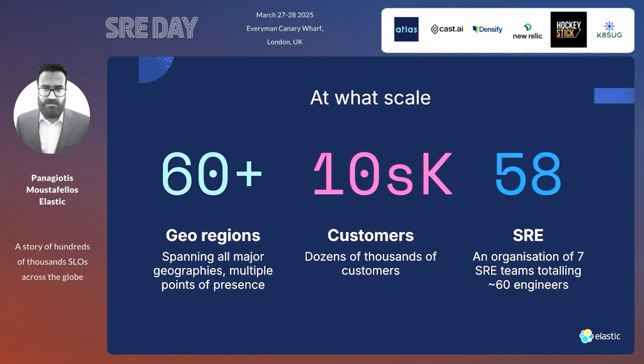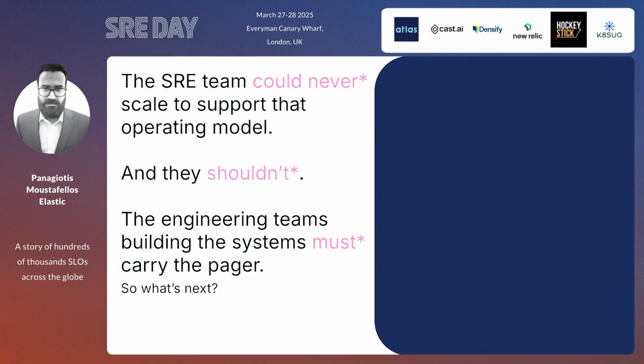The other important thing to mind is at what scale that needs to happen. Elastic Cloud is deployed over 60 geographies across the 3 major providers plus IBM Cloud and has dozens of thousands of customers. When we introduced serverless, the SRE organization was about 58 people. So the SRE team could never scale to support that operating model. We would never be able to offload all that operational aspect that was distributed across many customers and their center of excellence around Elastic. We couldn't just absorb all of that, all the operational toil and procedures. And in fact, they shouldn't.